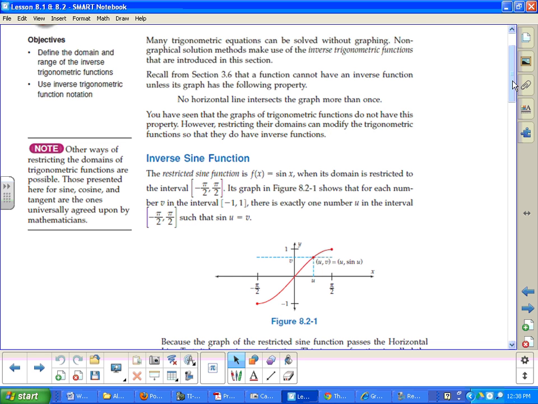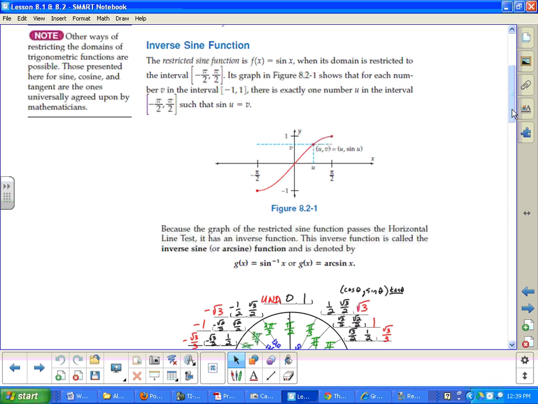Right? All right. The restricted sine function, f of x equals sine of x, is when the domain is restricted to the interval from negative pi over 2 to pi over 2. So when we're talking about restricting sine, we're talking about on the unit circle then, we're talking about the fourth quadrant and the first quadrant.